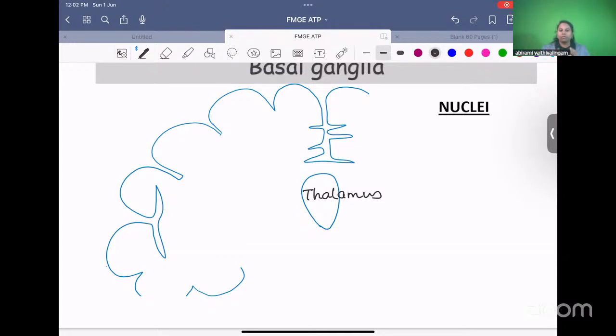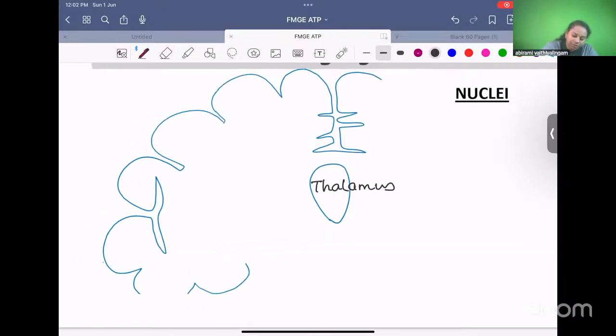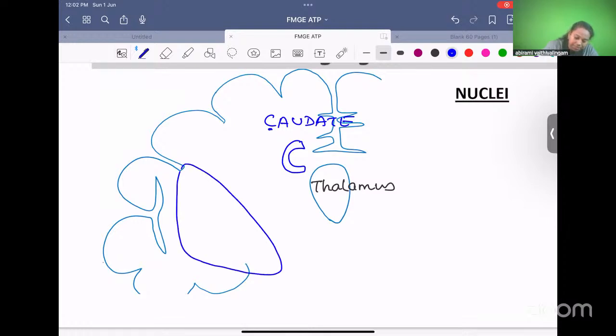So I will draw one half of the basal ganglia here. The other half is on the other side. So we'll draw the basal ganglia for one half of the brain. Listen carefully, the nuclei of basal ganglia. Basal ganglia has a C-shaped nucleus, C for caudate nucleus. And there is a lens-shaped nucleus, so it is called lenticular nucleus.